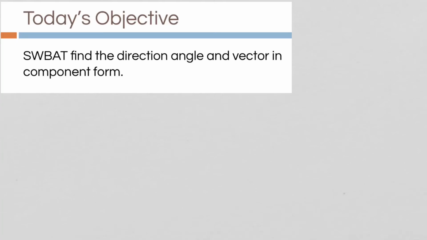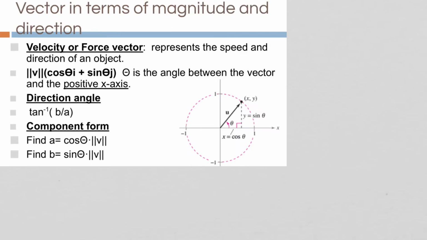Right, this is Vectors Day 2. Today's objective is to figure out the direction angle and again the component form of the vector. So we have different kinds of vectors. We could have a velocity vector that deals with speed. We also could have a force vector, meaning it's pulling or pushing an object.